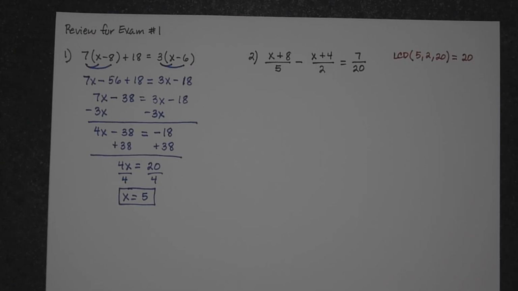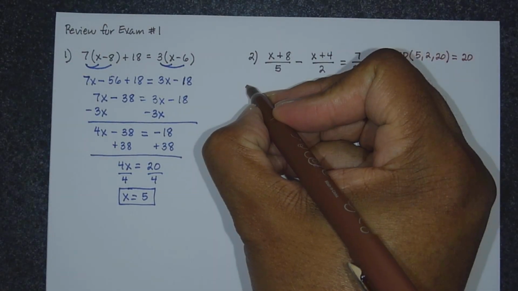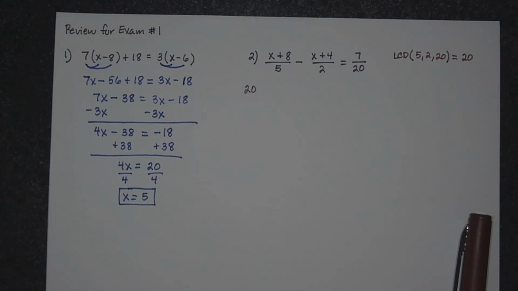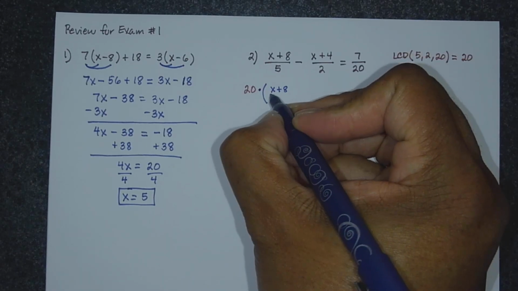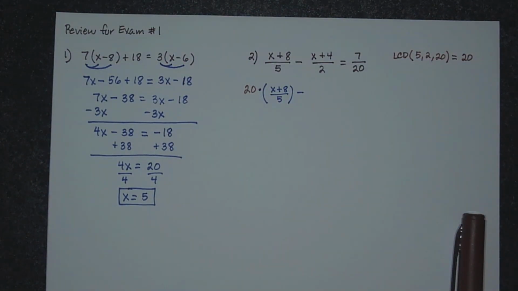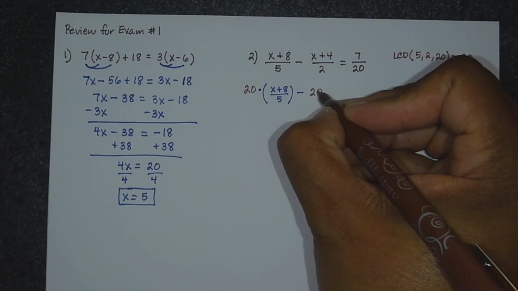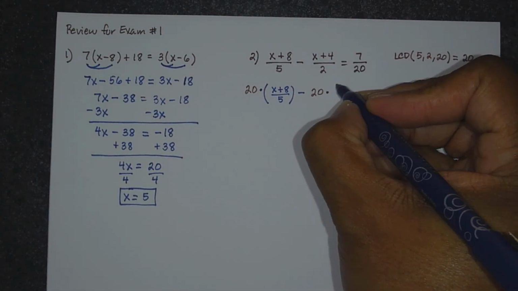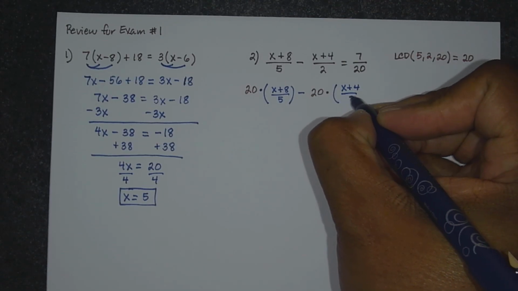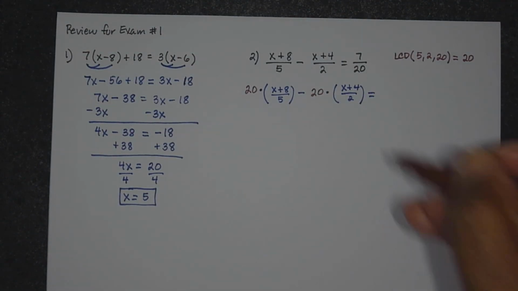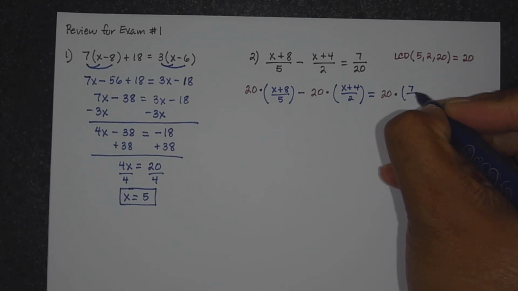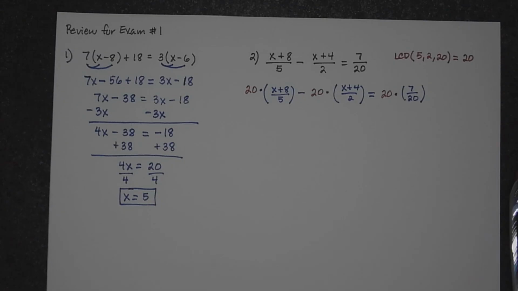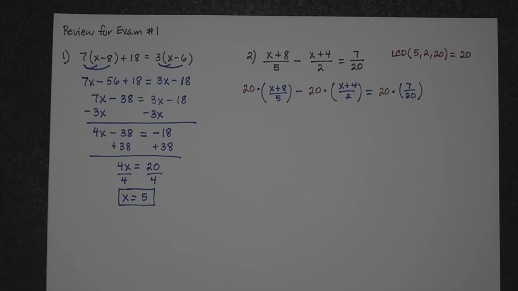And then the next step would be just to multiply every single term in this equation by 20. So this will be 20 times the quantity x plus 8 over 5 minus 20 times x plus 4 over 2. And that's equal to 20 times 7 over 20. Okay. And then the next step would be to simplify all of this.